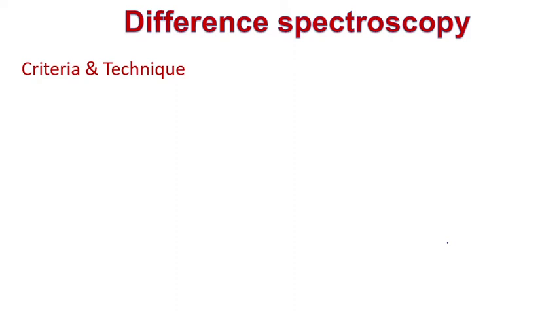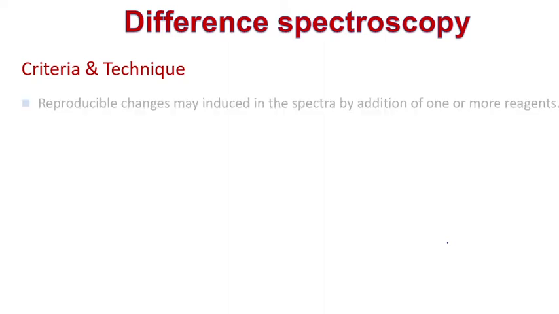To use this method, the sample you have taken should fulfill certain criteria. The first criterion is that you should be able to give reproducible changes, which can be induced in the spectra by addition of one or more reagents. One of the simplest ways to have reproducible changes in the spectra is to change the pH. You can have an acidic pH and an alkaline pH, and you will definitely get reproducible changes in the sample.